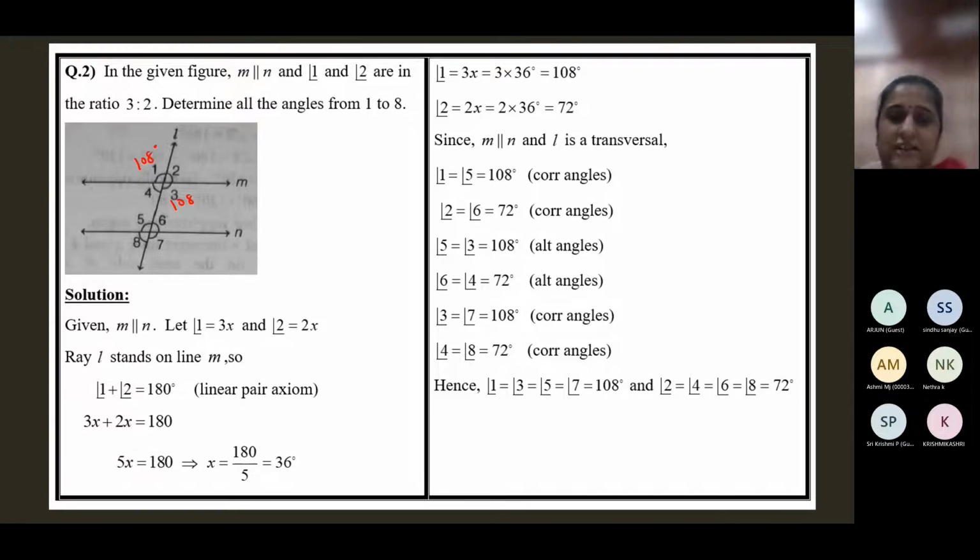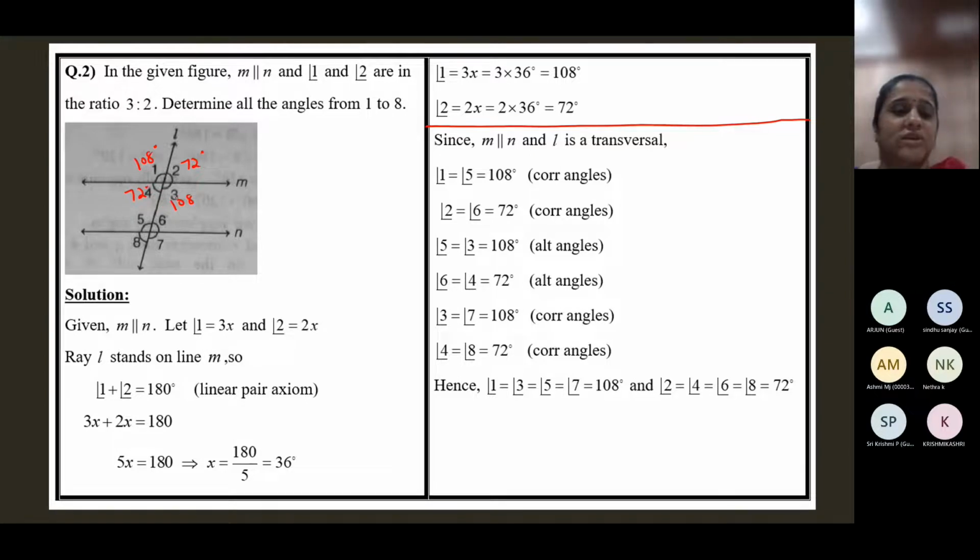So you can also proceed like this. After working till here, angle 1 is 108, so angle 1 is equal to angle 3. Vertically opposite angles are equal. So 3 is 108. Similarly, angle 2 is 72 degrees, so angle 4 is also 72. Angle 2 is equal to angle 4. Reason: vertically opposite angles are equal.